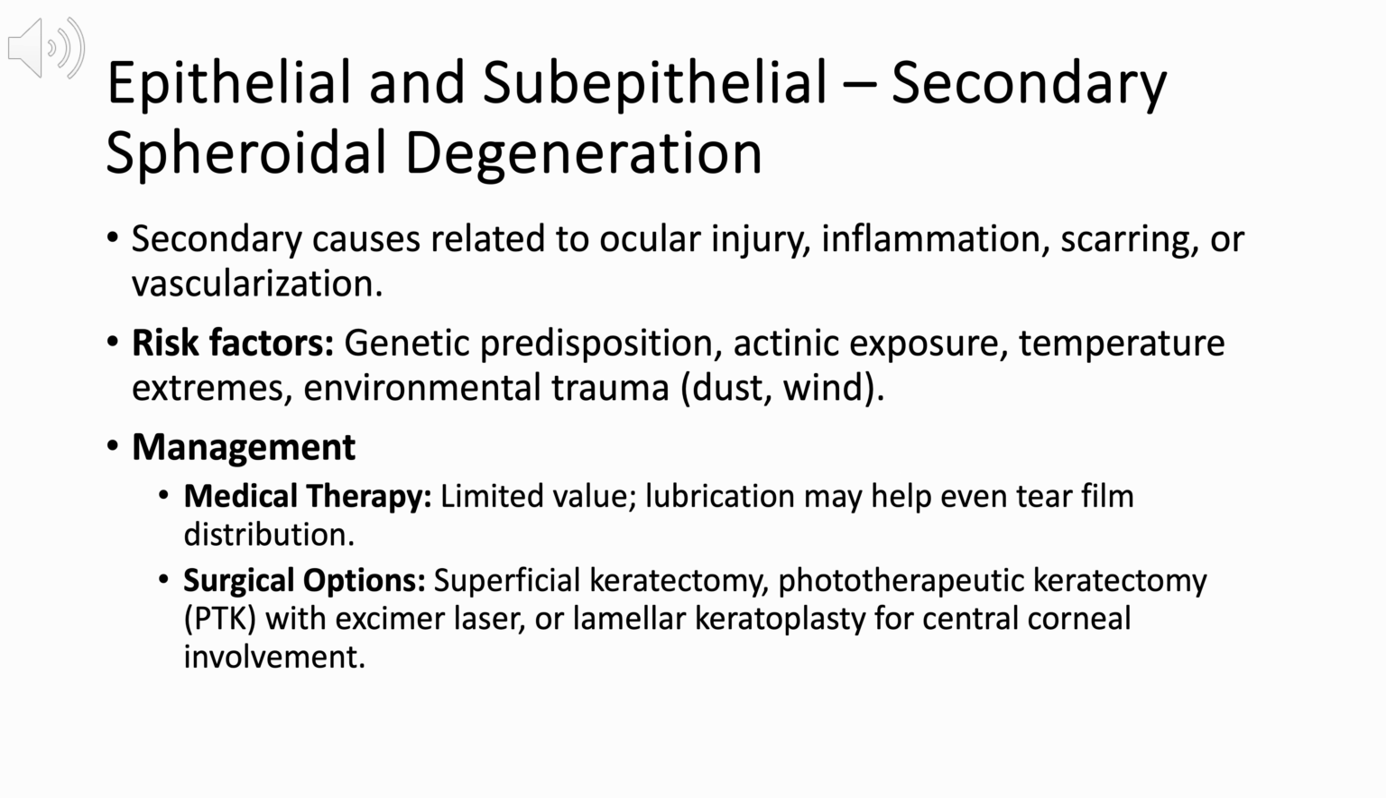Secondary spheroidal degeneration of the cornea occurs due to underlying causes such as ocular injury, inflammation, scarring, or vascularization. Several risk factors are linked to its development, including genetic predisposition, actinic or sun-related exposure, extreme temperature fluctuations, and environmental trauma such as dust or wind.